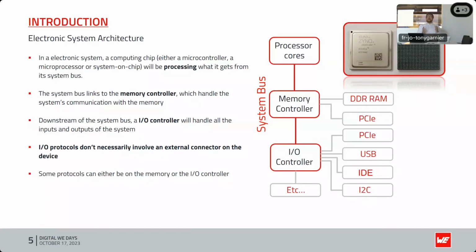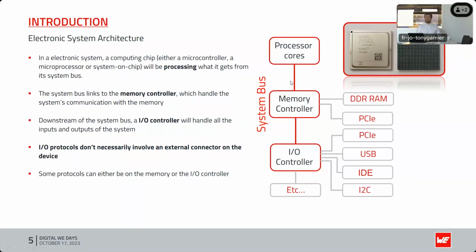First, any intelligent electronic system will have a computing chip. It will be a microcontroller, microprocessor, or, more recently, a system on chip, and it will be processing all it gets from a system bus. A system bus is a big line of communication where a lot of data can transmit. The system bus will be linked to a memory controller that will handle all the communication with the memory, as its name says.